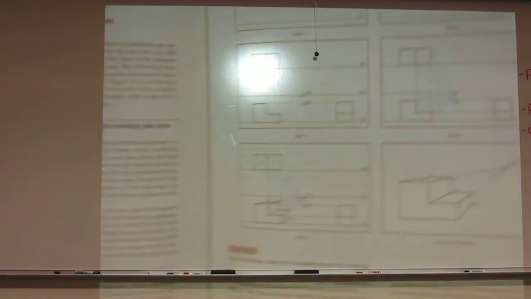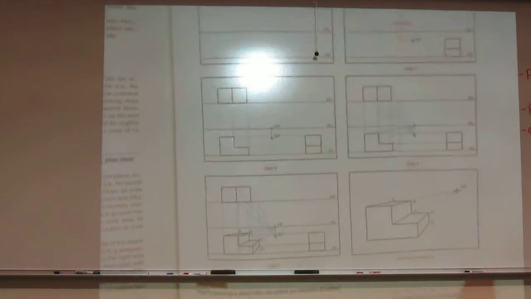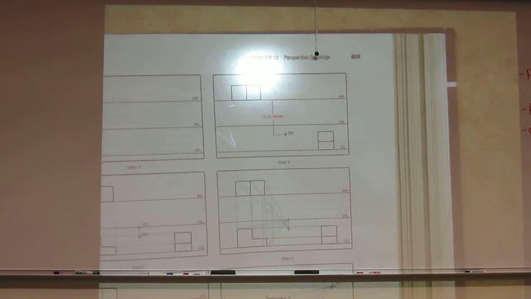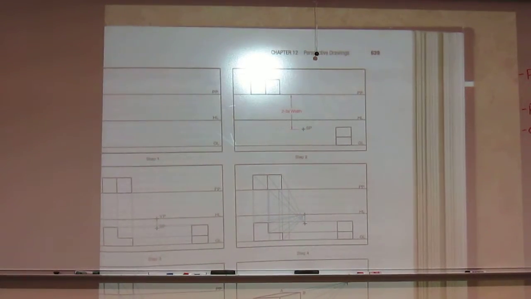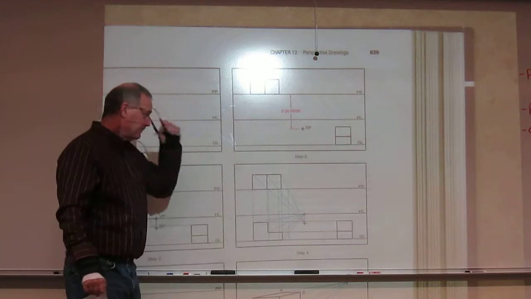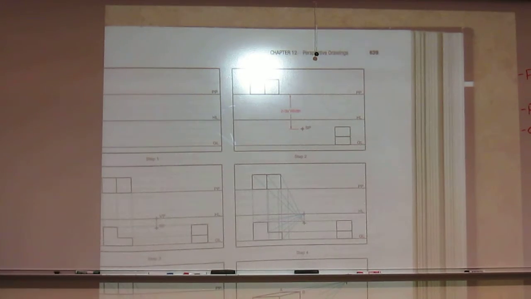You kind of see this on the next page, page 639, on the one-point perspective. So this is a setup for a one-point perspective. Now, what you're looking at here on this is a piece of paper. What you're looking at is a bird's eye view.